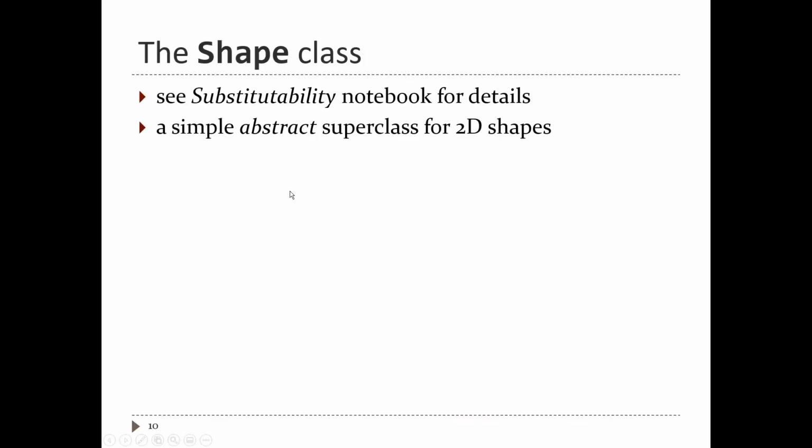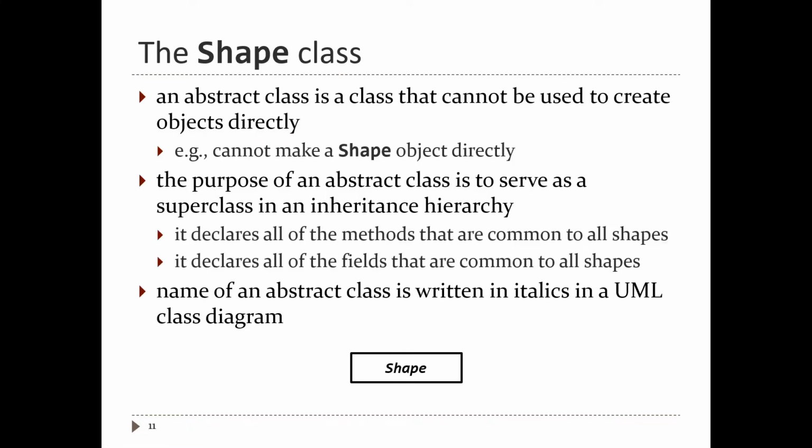All right, we're now going to look at a different class called the shape class. So the shape class is a superclass for 2-dimensional shapes. It's an example of an abstract class. An abstract class is a class that's not used to create objects directly. So for example, you cannot make a shape object directly by writing Shape s = new Shape.